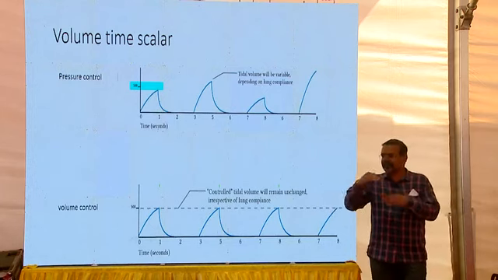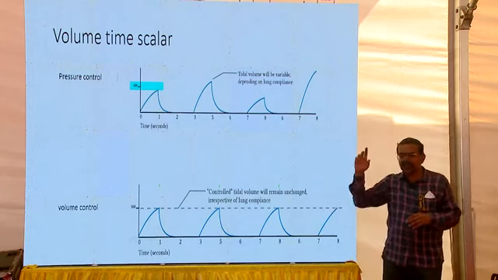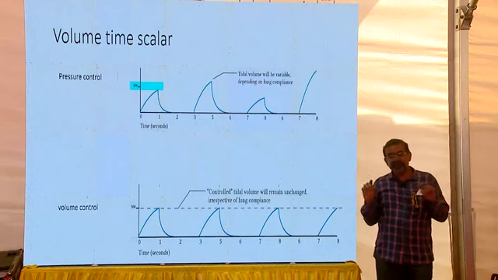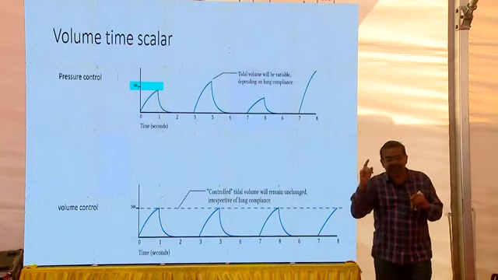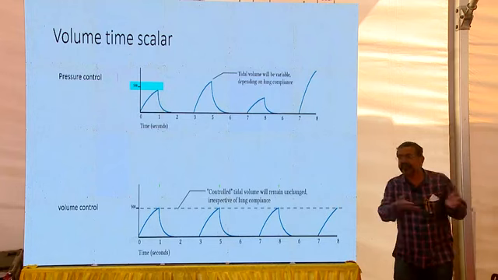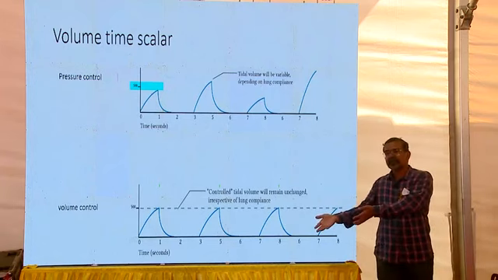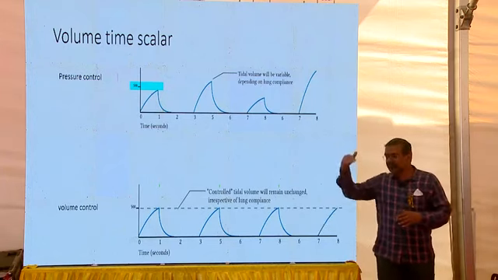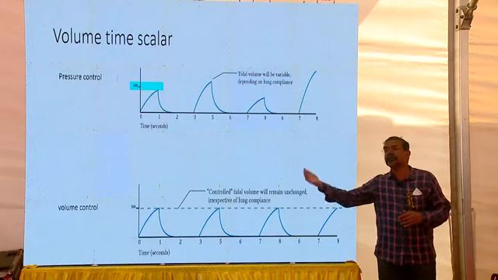If the PIP requirement is crossing 16, 18, that means there is some problem. The pressure requirement is rising. In that case, maybe the mode is volume. Let us shift it to pressure limited. Or suppose it keeps crossing further, we can shift it to HFO.